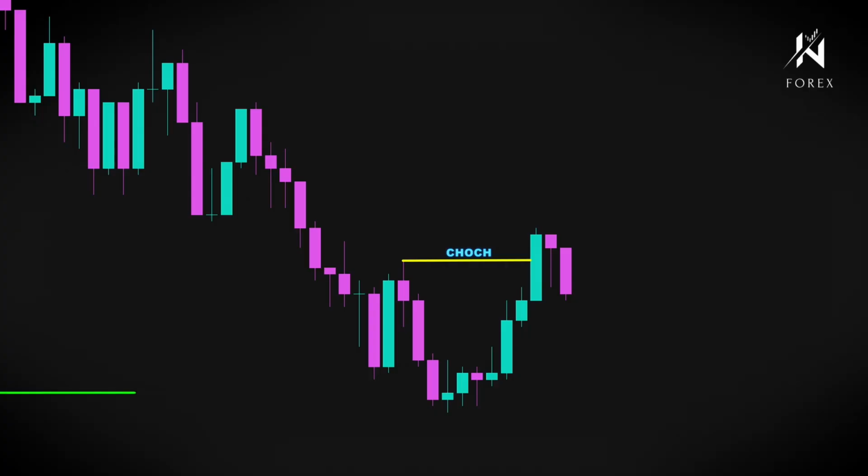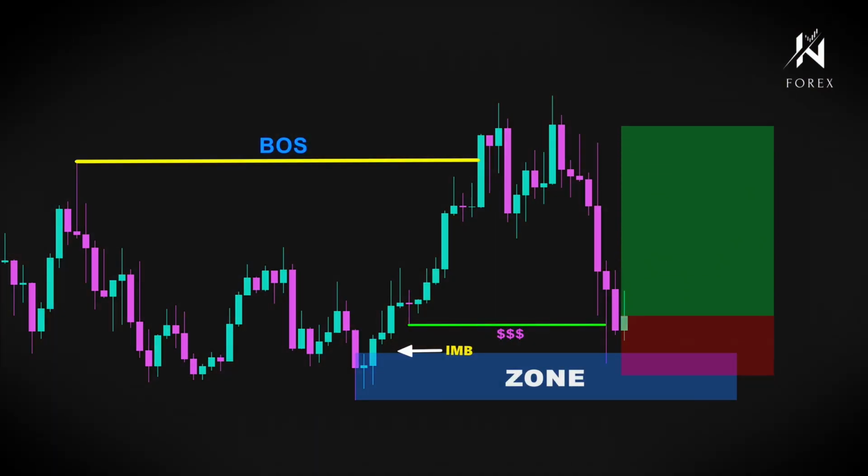So here's the important part. Since liquidity has been swept in M15, we don't wait for another pullback on M1. We enter immediately after the CHoCH, placing our stop loss just below the wick. Our target? The previous M15 high. Look closely. Our stop loss stays safely inside the M15 demand zone, which means lower risk.